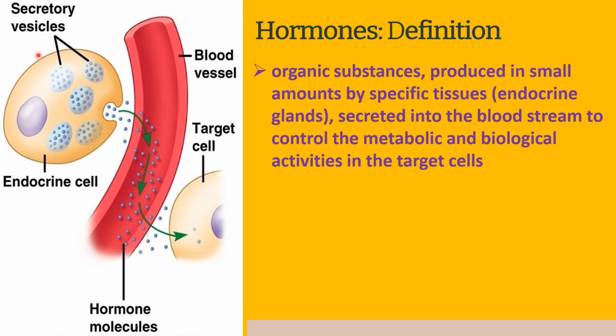Let's try to understand this through this diagram. See, this is an endocrine cell, a cell of the endocrine gland. It secretes the hormones inside the secretory vesicles, and whenever there is a need for these hormones, through exocytosis, these secretory vesicles release these hormones into the bloodstream directly, and through the blood, the hormones reach the target cells and exert their action.